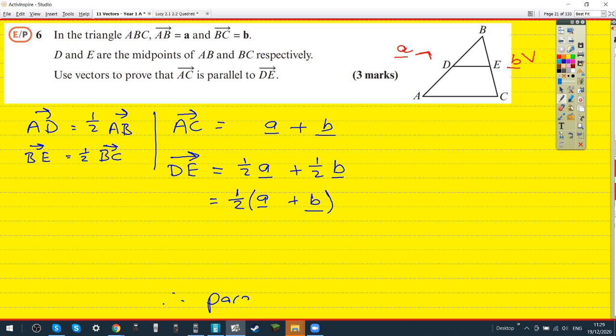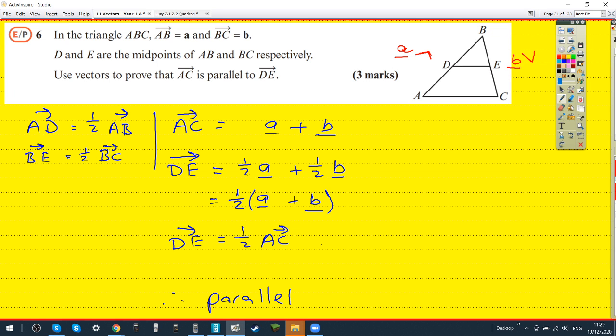Slow down, cowboy. Something in the middle. You could say something like DE is half of AC. Therefore, they're parallel. So just spell it out. Show that DE is some multiple of AC. Or you could say AC is 2 times DE. Therefore, they're parallel because it's the same direction. It's just multiplied by a scalar.